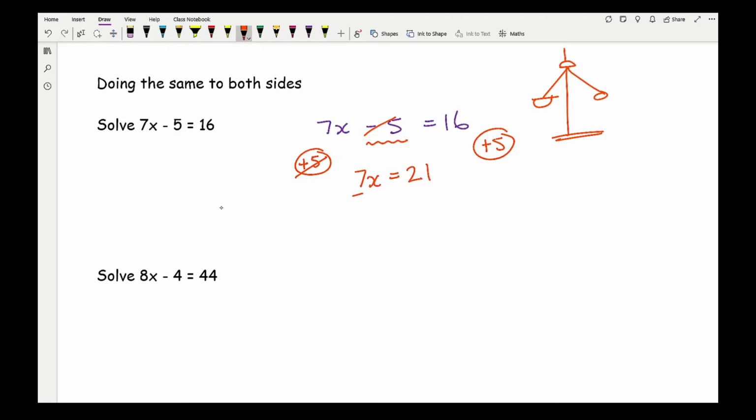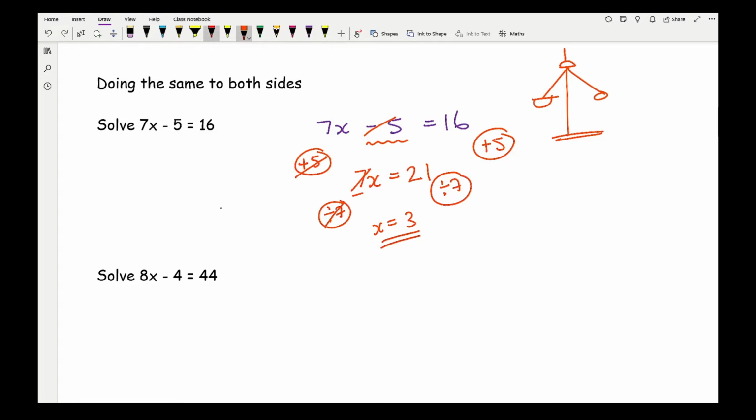Then I look at the 7, which is what I want to get rid of. What's the 7 doing to x? Well, it's multiplying, so the opposite of that is to divide by 7. So if I divide both sides by 7, that 7 cancels with that, so I'm left with x, and 21 divided by 7 is 3. And I've got my final answer.